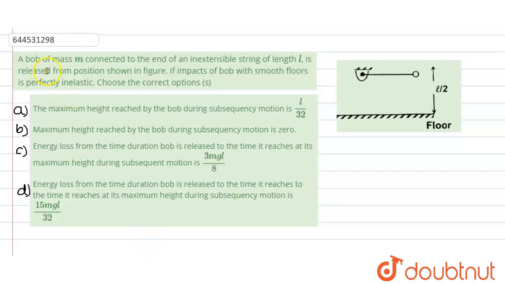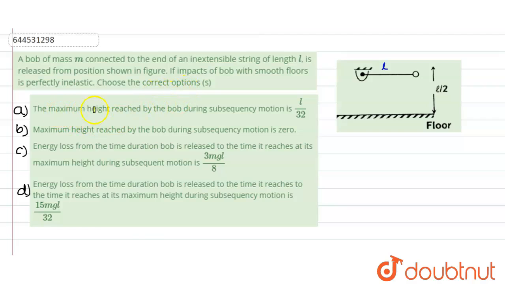Hello everyone, let us start with our question. In this question, it is given that there is a bob of mass m which is connected to an inextensible string of length L, and it is released from the position shown in the figure. If the impact of the bob with the floor is perfectly inelastic, we need to choose which of the statements is the correct option.